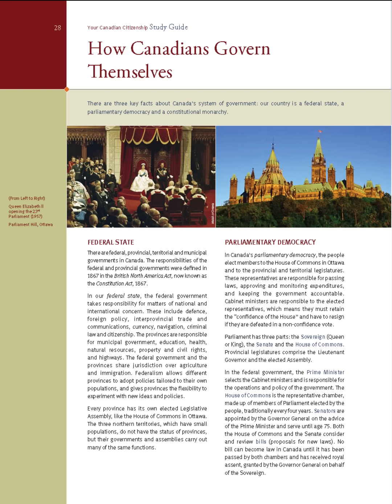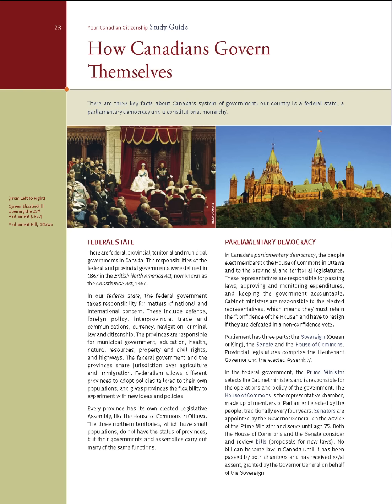Parliamentary democracy. In Canada's parliamentary democracy, the people elect members to the House of Commons in Ottawa and to the provincial and territorial legislatures. These representatives are responsible for passing laws, approving and monitoring expenditures, and keeping the government accountable. Cabinet ministers are responsible to the elected representatives, which means they must retain the confidence of the House and have to resign if they are defeated in a non-confidence vote.